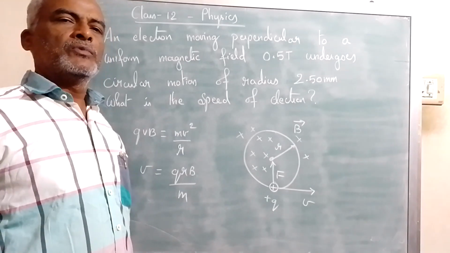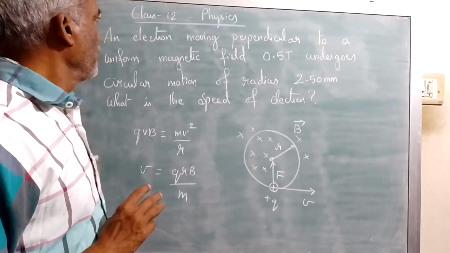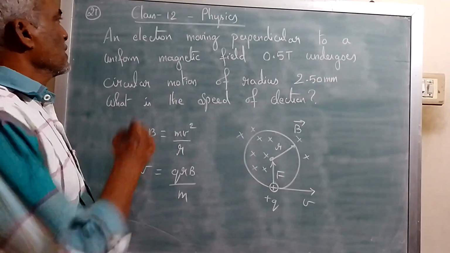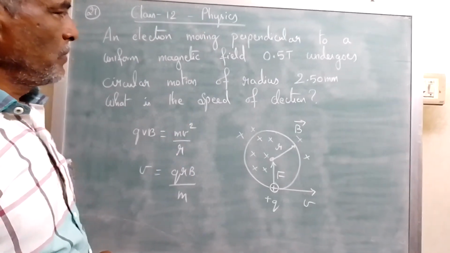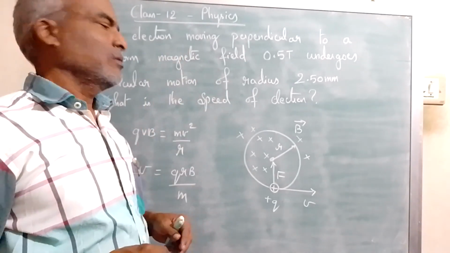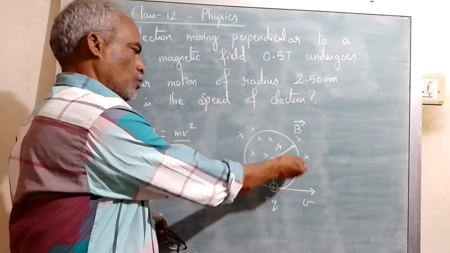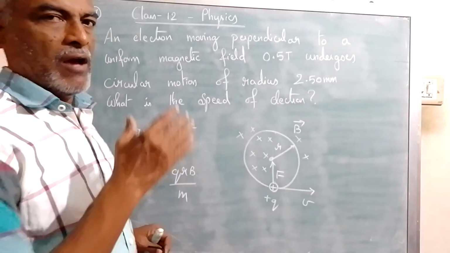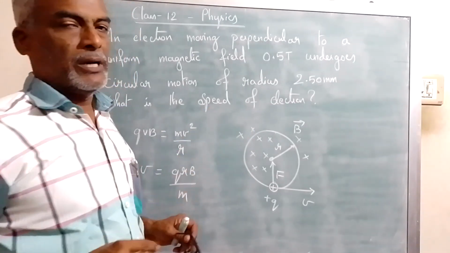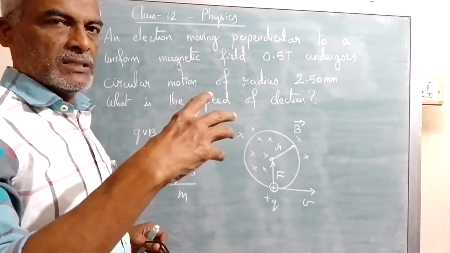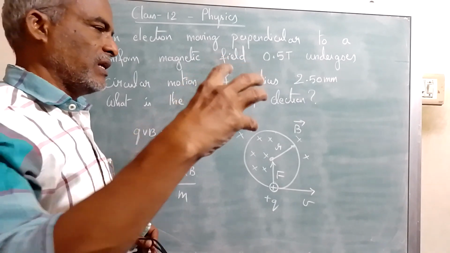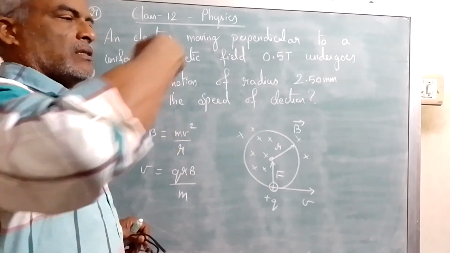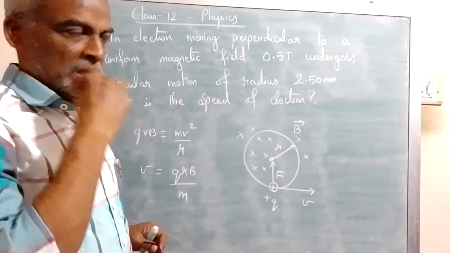Hello viewers, today we are going to see a class 12 physics problem. This is a problem based on a charge moving in a circular path, and we have a magnetic field; both are perpendicular. That means if the magnetic field is in this direction, the charge is moving like this in a circular path.